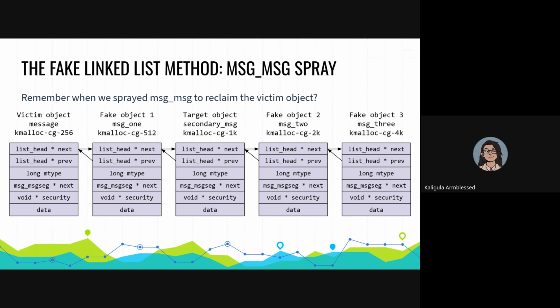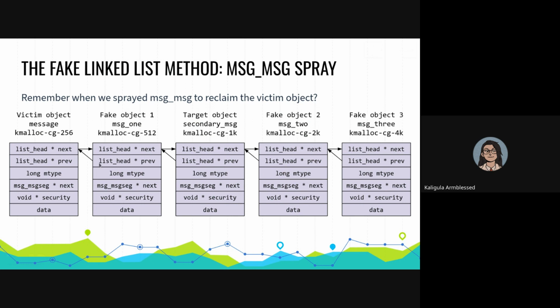So remember that I said that in message, you can have different messages in a queue, and the messages in the queue will be related to each other via the list_head m_list. So instead of just spraying one message, we're going to spray a message in kmalloc-cg-256 to reclaim the victim object, but we're going to spray multiple other objects as well. So we have fake object 1, something I call the target object or secondary message, which is actually the target of our free, and I'll explain why later. We're going to have fake object 2 and fake object 3.